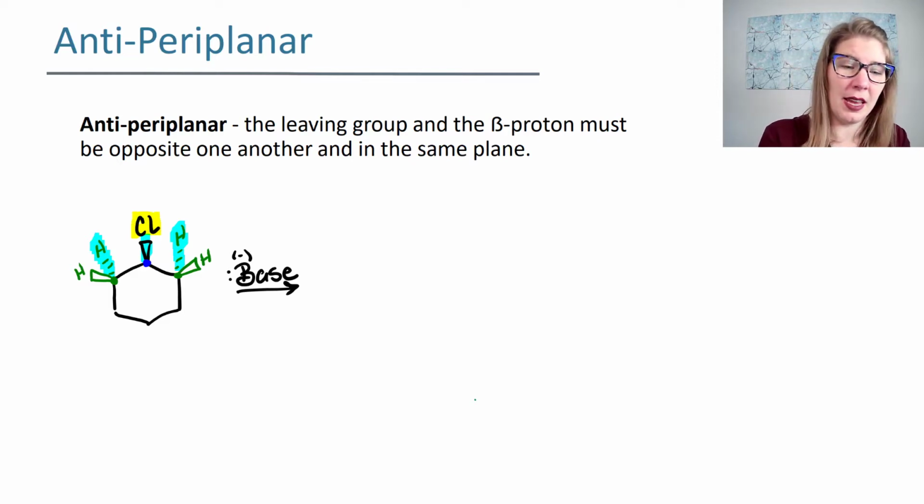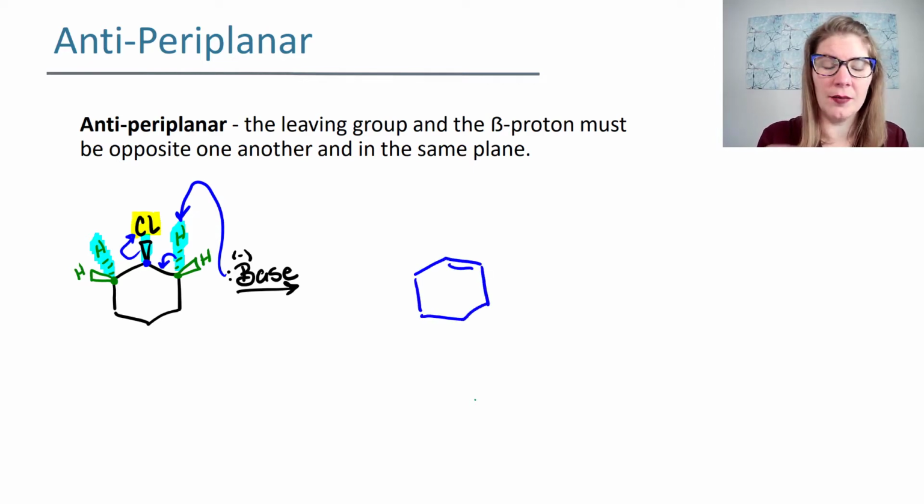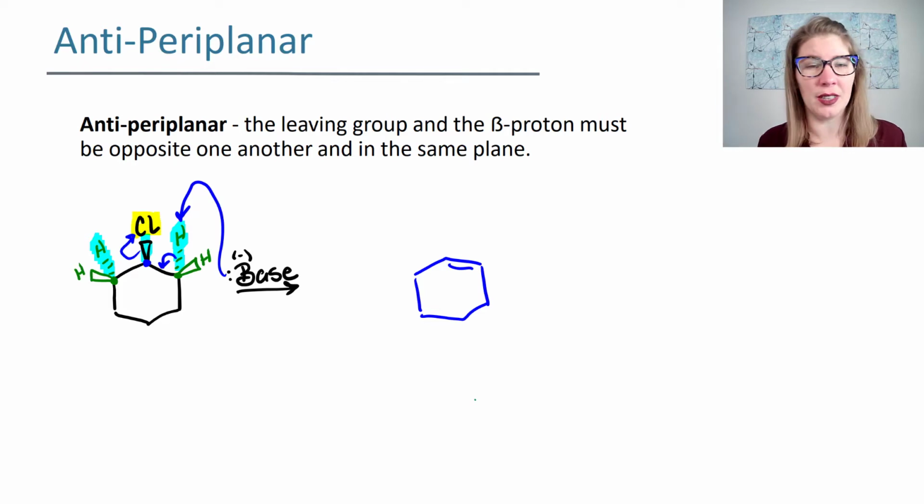So the base is going to come in and pull off a proton. These electrons will form a pi bond and your chlorine will be expelled, and you'll end up with your alkene. Now in this case, because we have a symmetrical structure, it doesn't matter if we pulled off the hydrogen on the right or the hydrogen on the left; we get the same compound at the end.